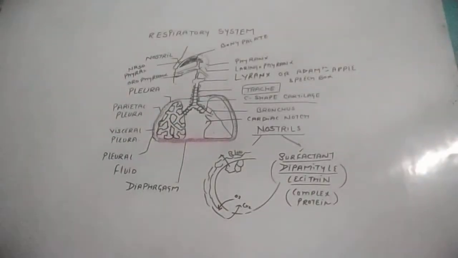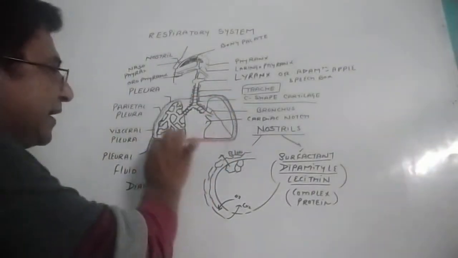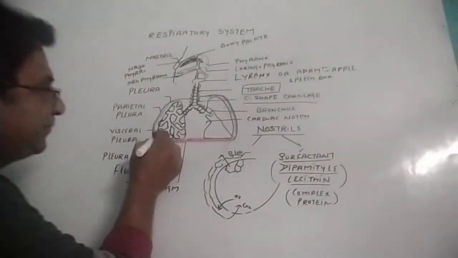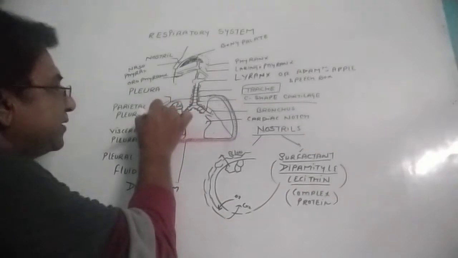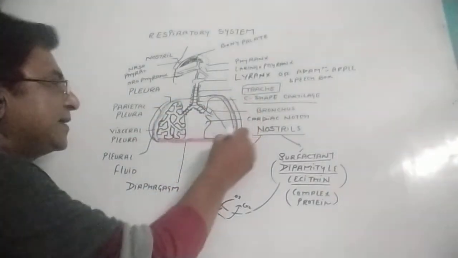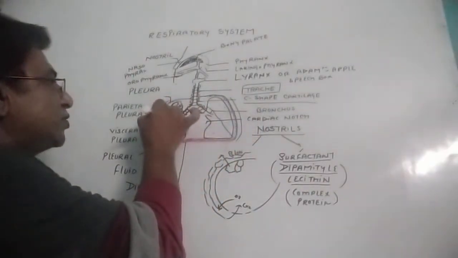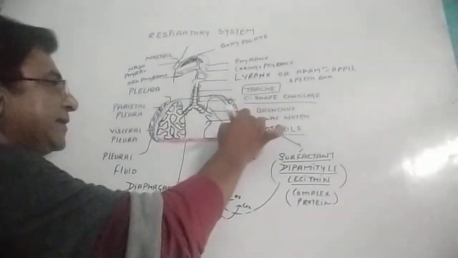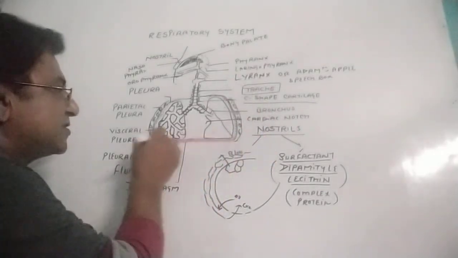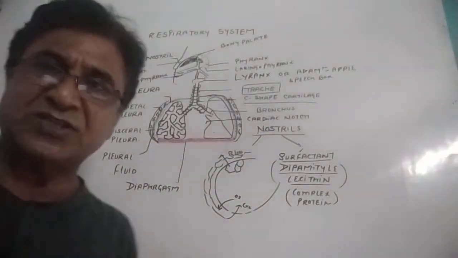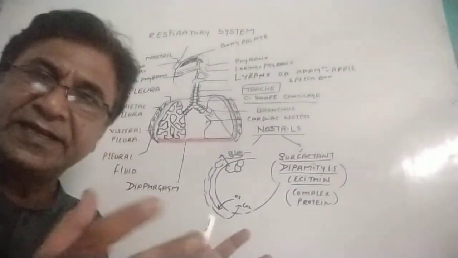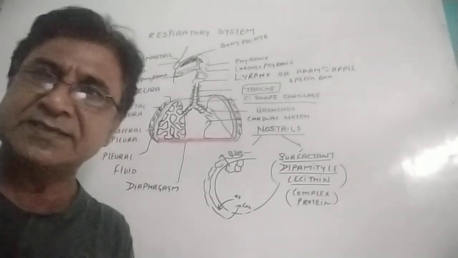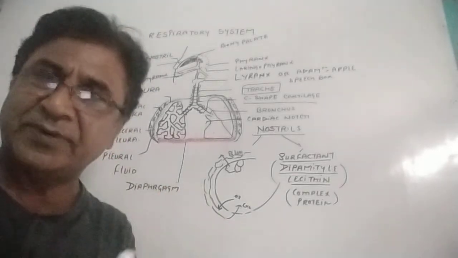Now, we have already discussed the alveoli and the diaphragm. On the left side and the right side, the diaphragm is connected to the intercostal muscles also. By contraction and expansion of the diaphragm and the intercostal muscles surrounding the lungs, the breathing process actually takes place.